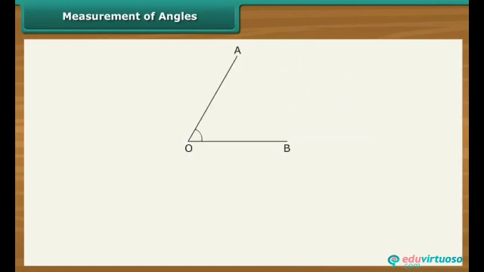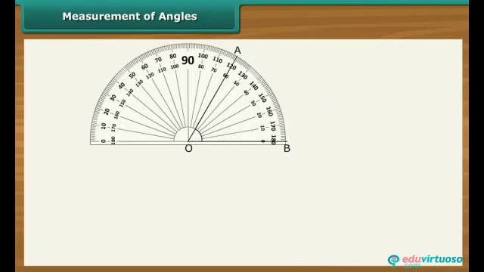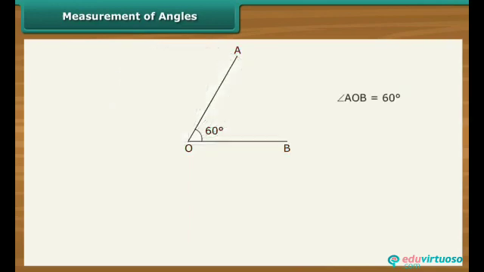Measure angle AOB with the help of the protractor. Place the protractor on ray OB. Ensure that the horizontal line at the bottom of the protractor coincides with OB and its midpoint rests on vertex O. Check the inner marking that coincides with ray OA. It is 60. Therefore, the measure of angle AOB is 60 degree.